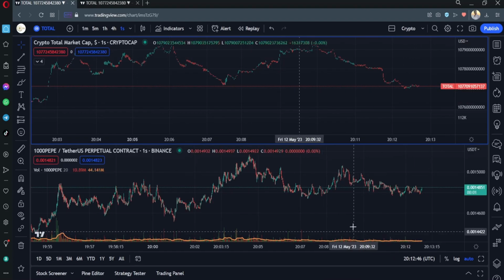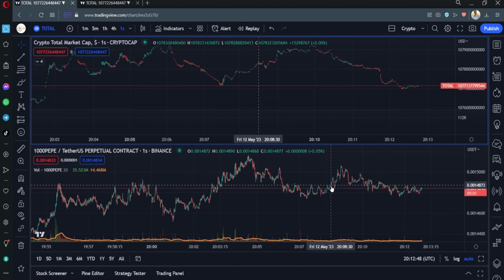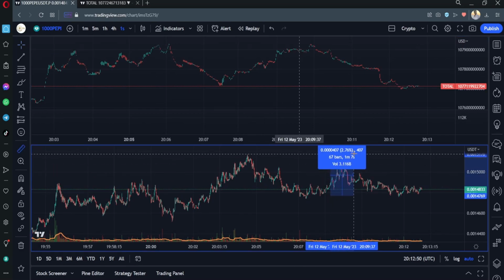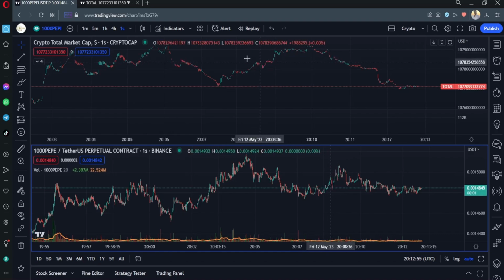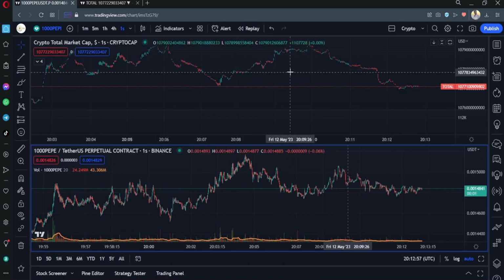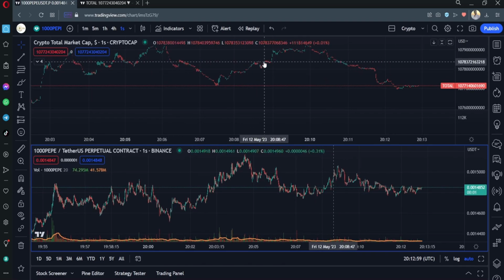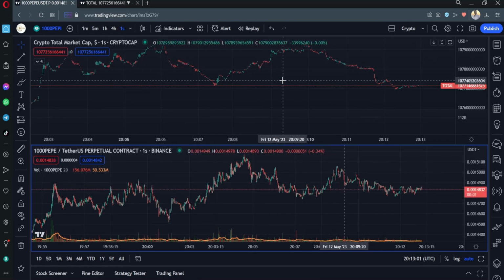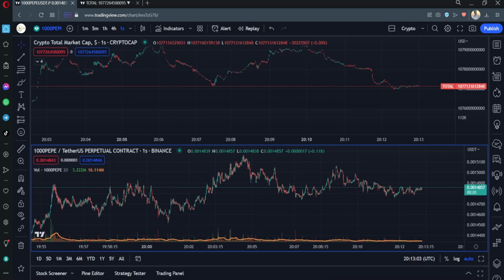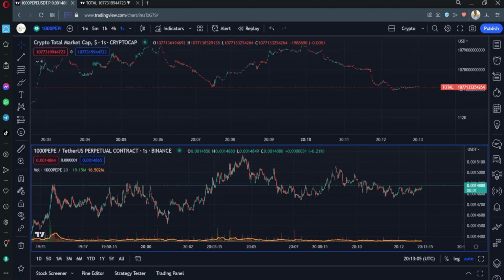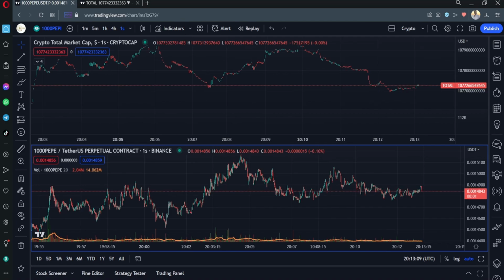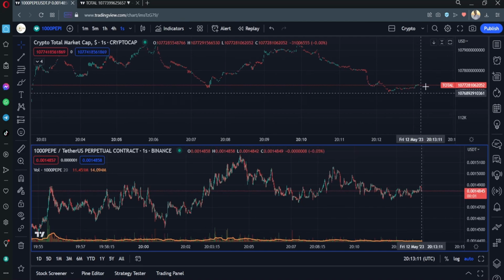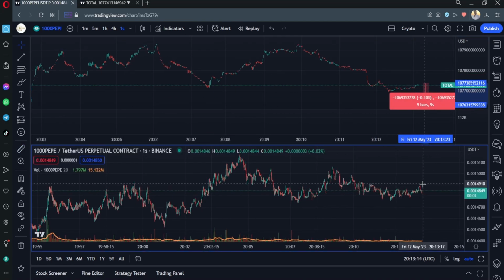The other way you can use it is to look for overextended moves. So for example, if Pepe had just spiked up like 5%, but the market cap of crypto is just flat, that's probably a sign that you should probably short. So those are the two ways you can do it. The overextended move, where the market cap doesn't reflect it, and then also a little bit more risky, using the market cap as a leading indicator. So i.e., hey, the market cap has fallen, I should probably short Pepe.